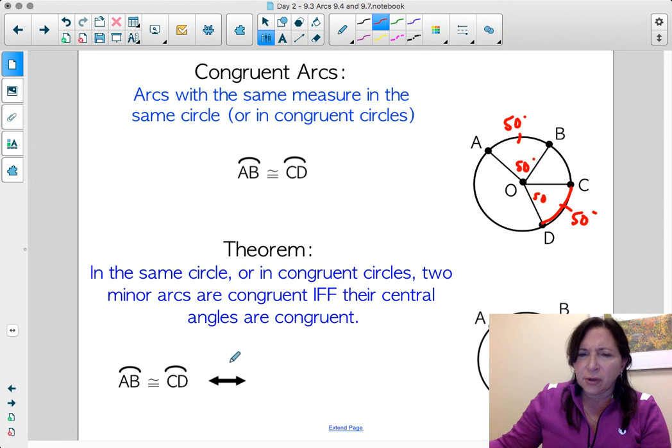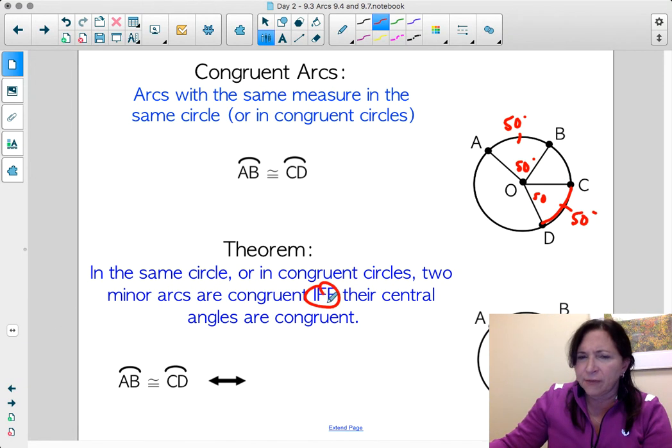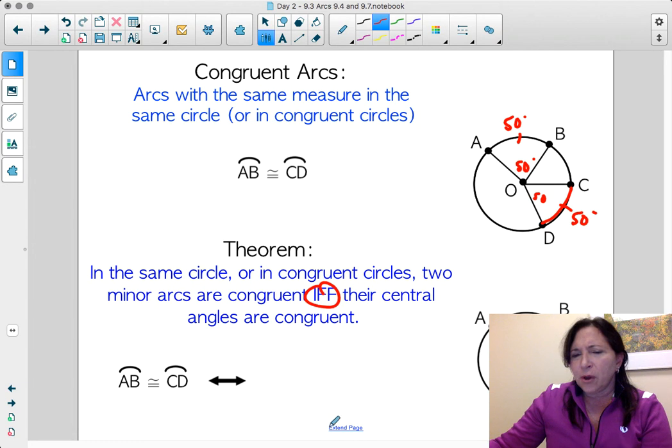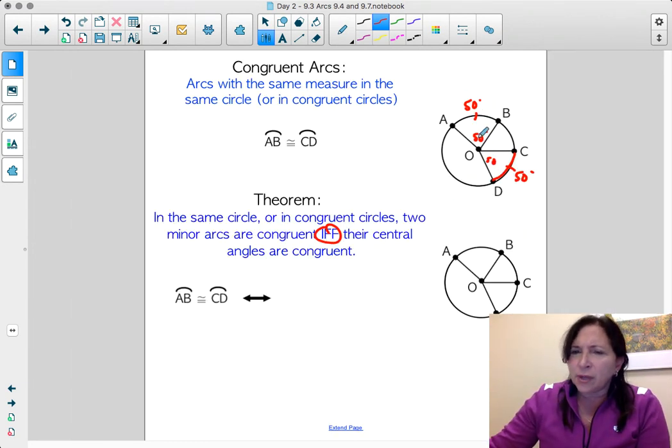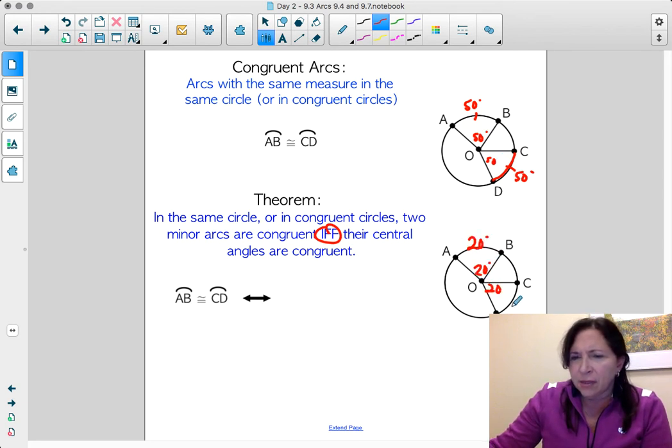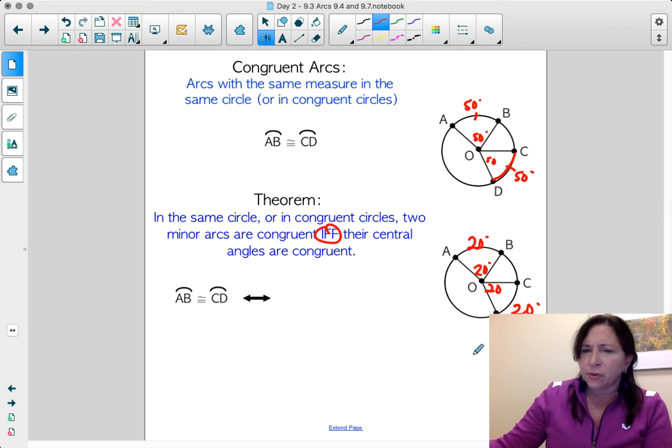In the same circle, or in congruent circles, two minor arcs are congruent if their central angles are congruent. So basically what that means is, up here we were saying if the arcs are congruent, then the central angles are congruent. In this case, we're going to say if the central angles are congruent, then the major arcs are also congruent.